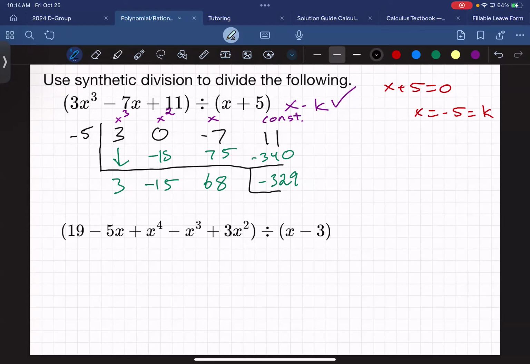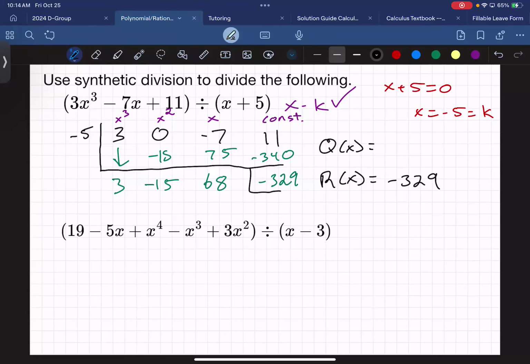Now, our focus right now is we're trying to identify the quotient and then whatever the remainder is. Our remainder is going to be a constant value. Make sure you keep that in mind here as we deal with this. Our remainder is a constant value because we're doing synthetic division. So our remainder is just -329.